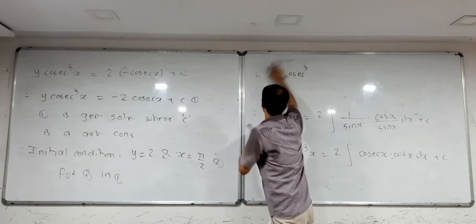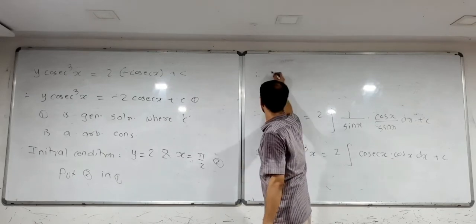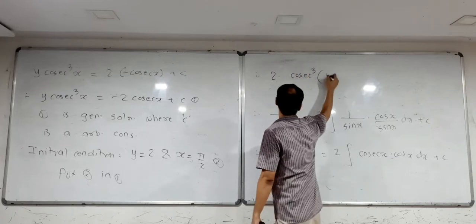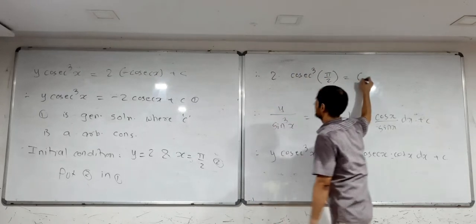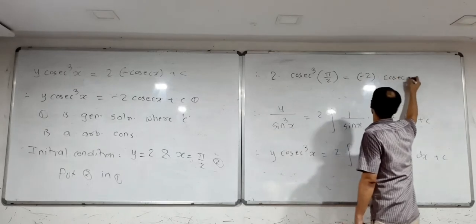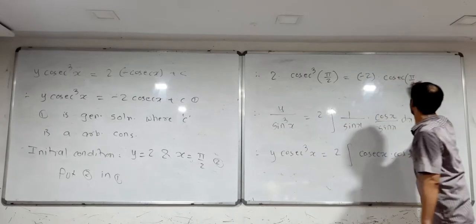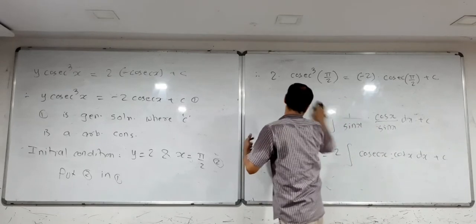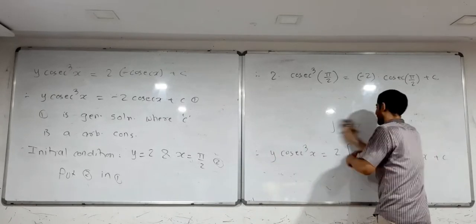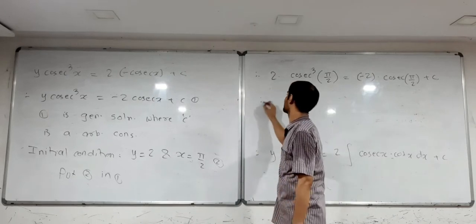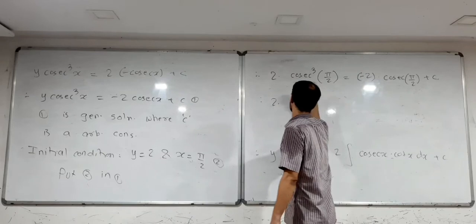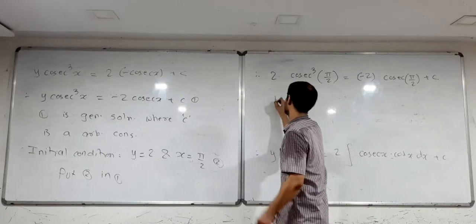cosec, sorry, y कितना है? y is 2 into cosec cube of pi by 2 which is minus 2 into cosec of pi by 2 plus c. अब ये अवॉइड कर सकते हैं, cosec pi by 2 आपको पता है क्या, 1. तो डायरेक्टली लिख सकते हो y into cosec cube of pi by 2 means 2 into 1 cube, is cosec pi by 2 is 1.